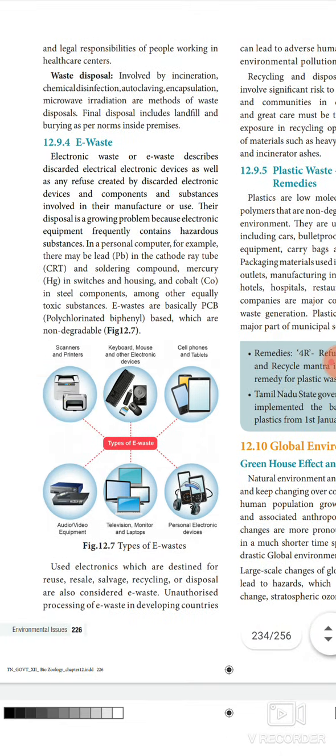Okay, see the figure 12.8, types of e-wastes. What are the types of e-wastes? Scanners and printers, then keyboard, mouse and other electronic devices, then cell phones and tablets, then audio or video equipment. That is, in the old days we used video recorders and audio recorders. Then television, monitor and laptop, then personal electronic devices like mobile phone, then headset. These are all considered as e-wastes.